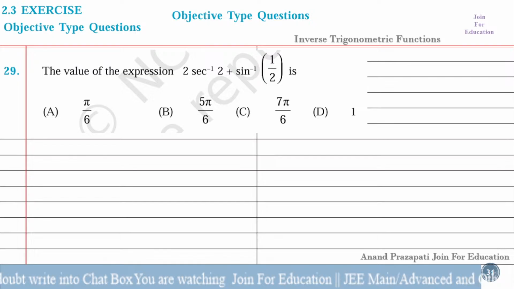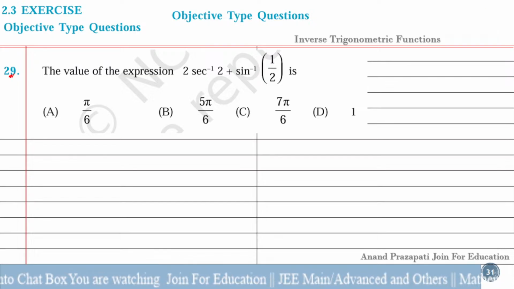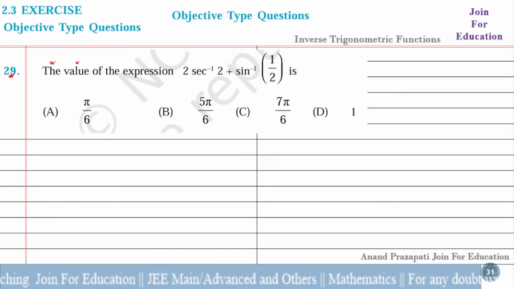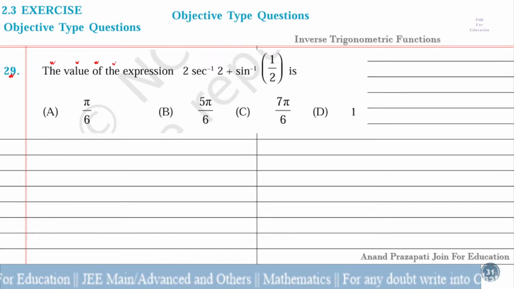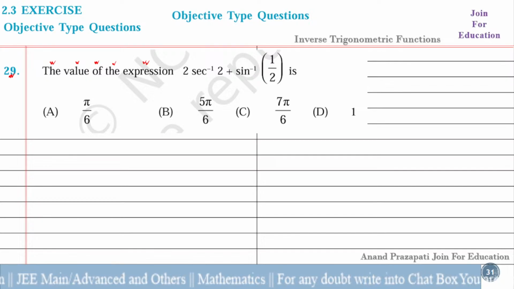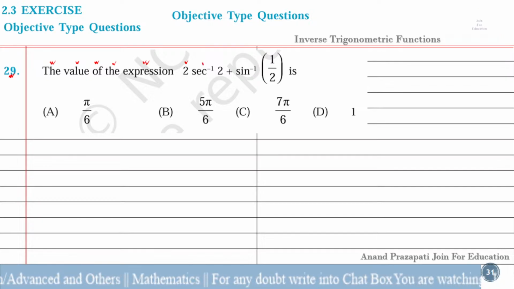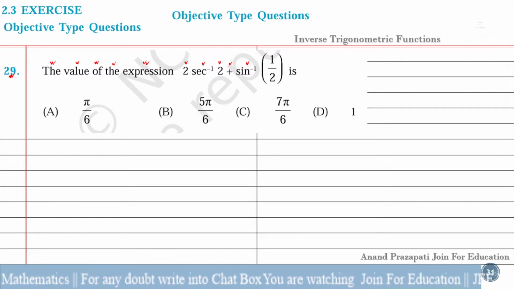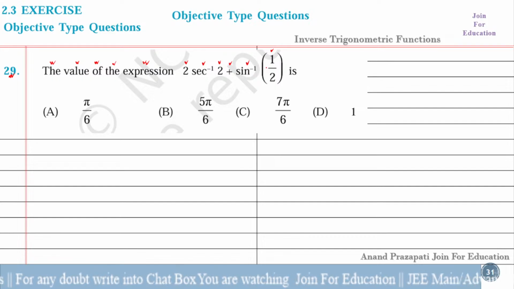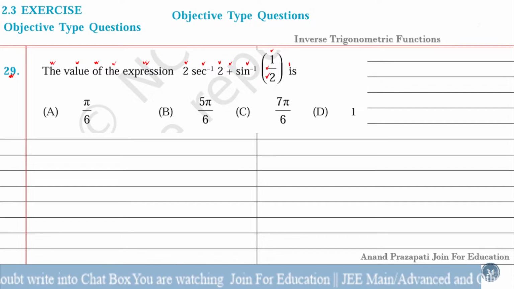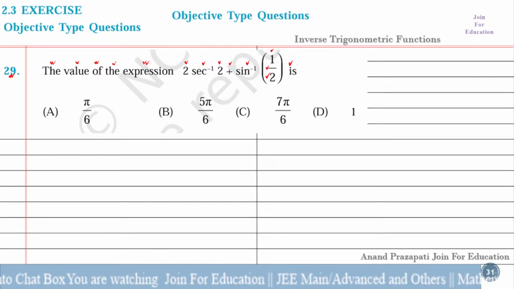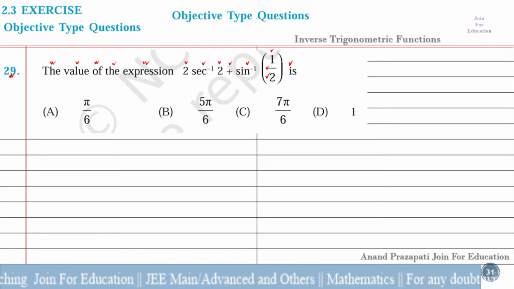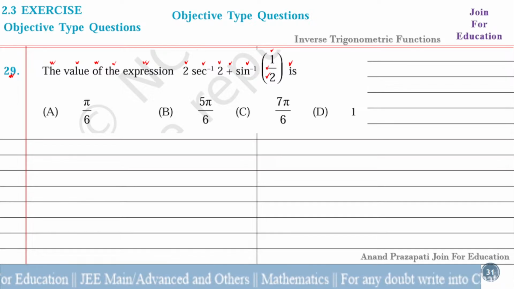Let's see question number 29. In this question, it asks us the value of the expression 2 sec inverse 2 plus sin inverse 1 by 2 each. After the solution, I will clear which option will be correct. Let's see the solution of this question.